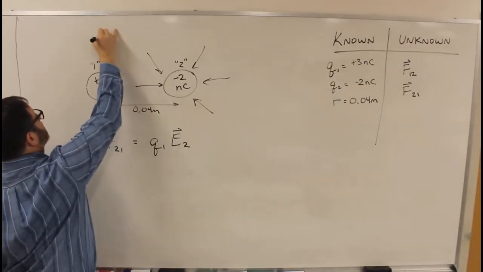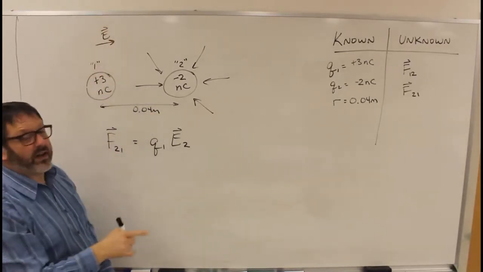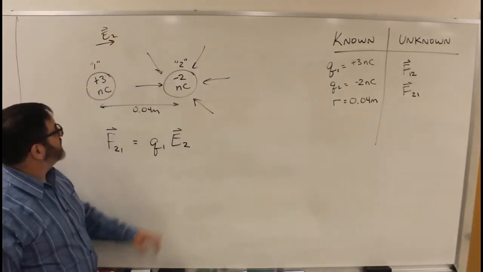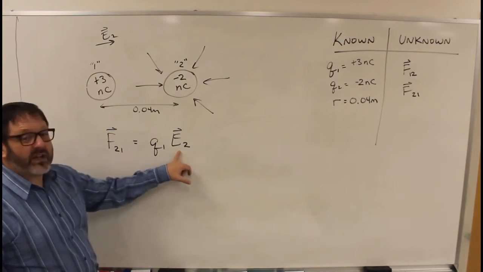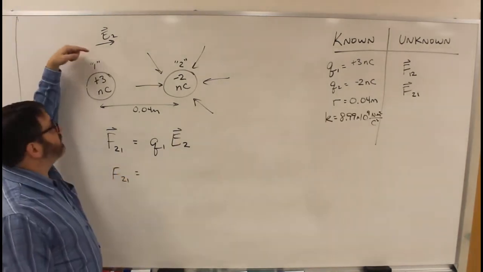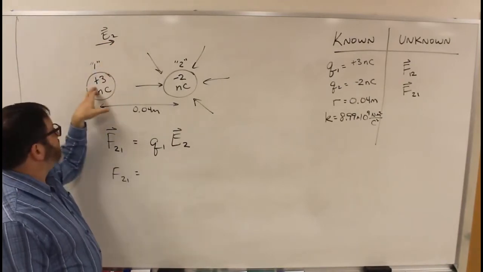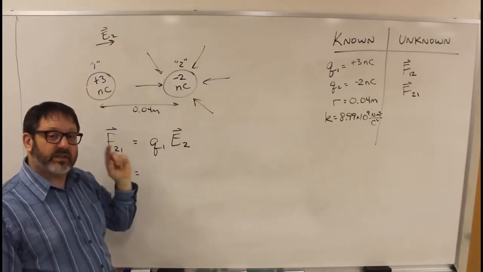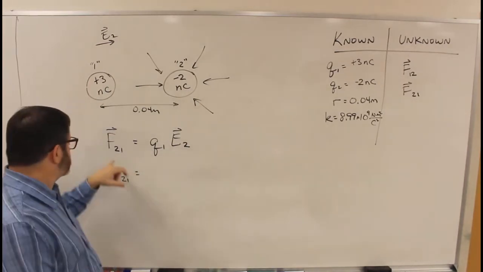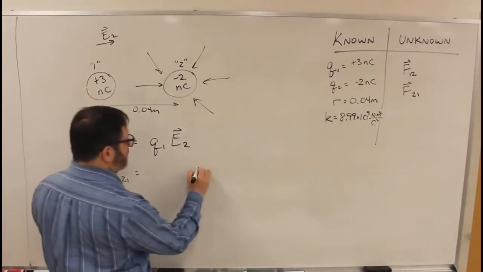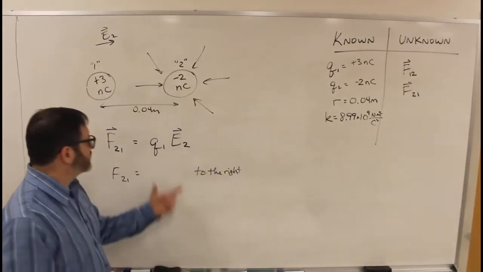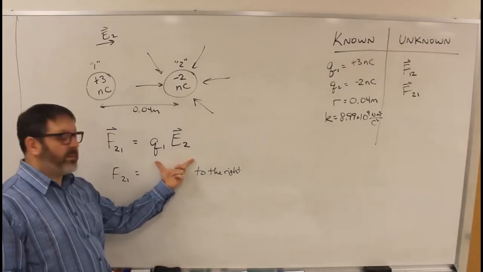So E is to the right at this point. That's called E2. So now we know the direction of E2. So for F of 2,1, here the electric field points to the right. This charge is positive, and so since the charge is positive, we know the force is in the direction of the field. So whatever this force is, I know the direction is to the right. So now we just need to find the magnitude of this.